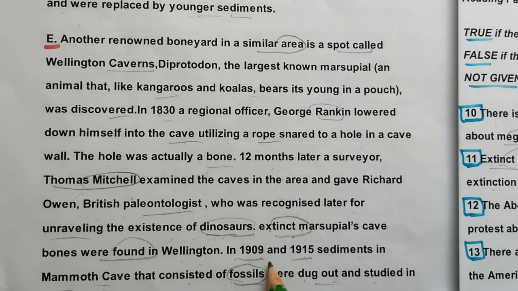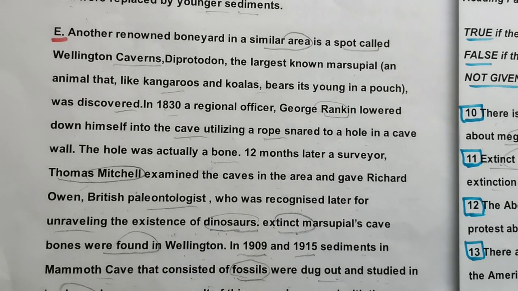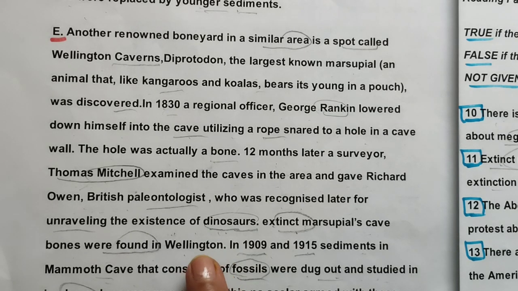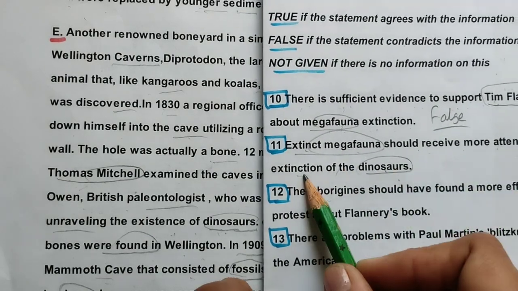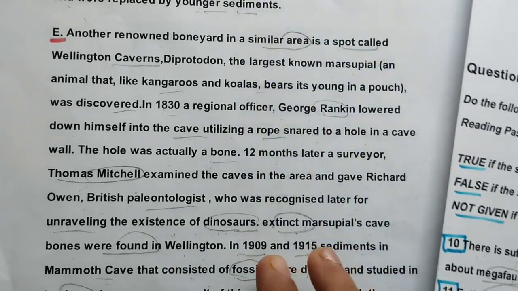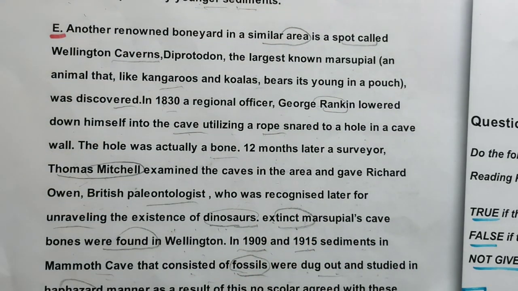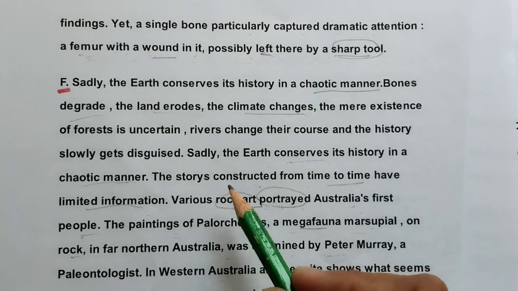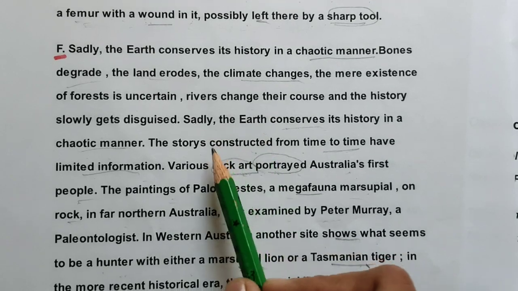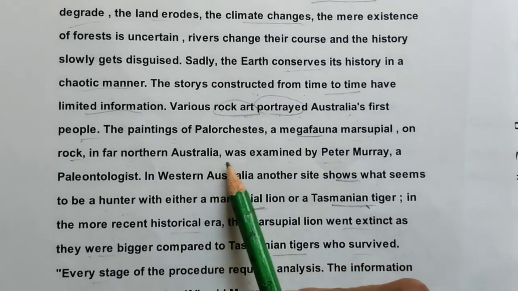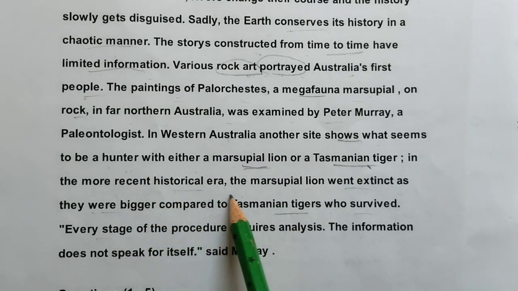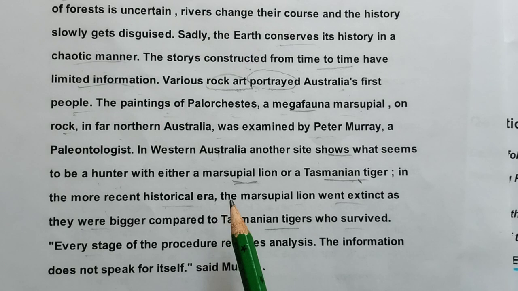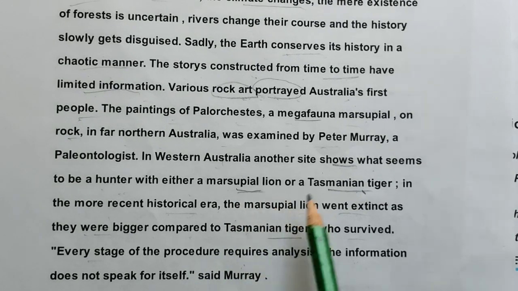This cave was found in this haphazard way. Okay, so here also they are not talking about whether extinct megafauna should receive more attention than extinction of dinosaur. I think let's finish this F paragraph, then we will read A paragraph again. And here also, is there any comparison that megafauna should be given more attention? So here they are talking about climate, earth and all, Australia's another site. I am just giving you time so that you can find out the answer. Nothing is given according to me here, nothing is given about that it should be given more preference.